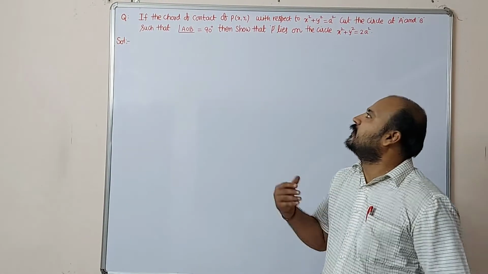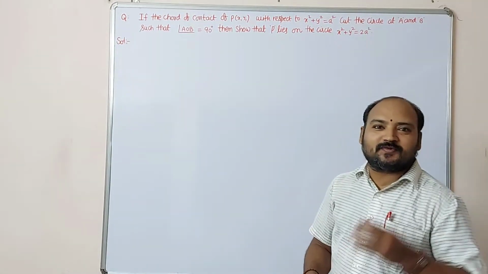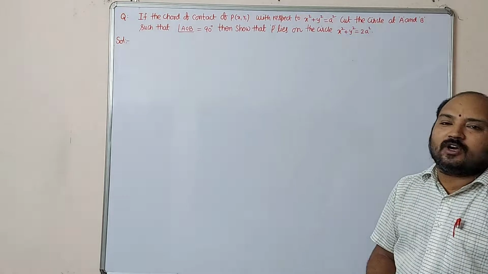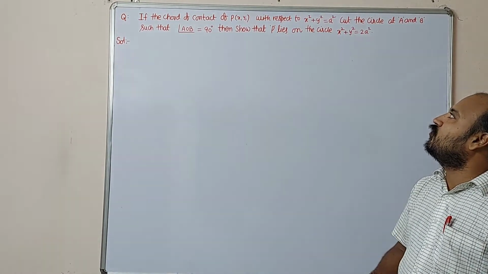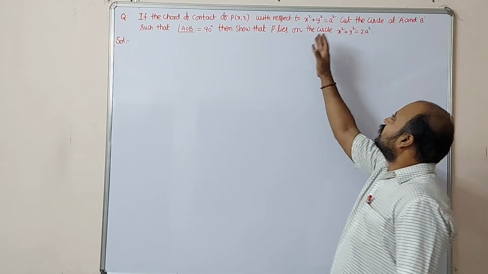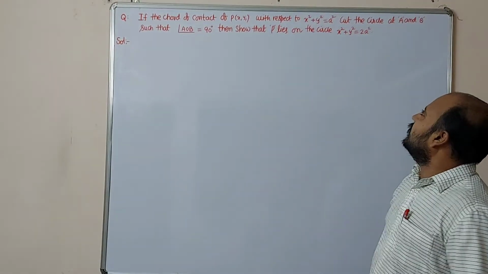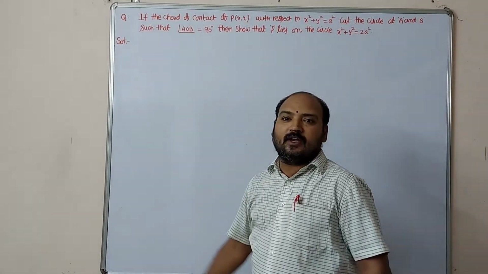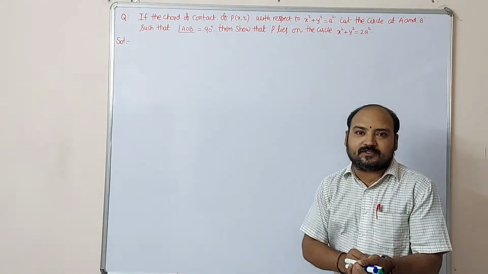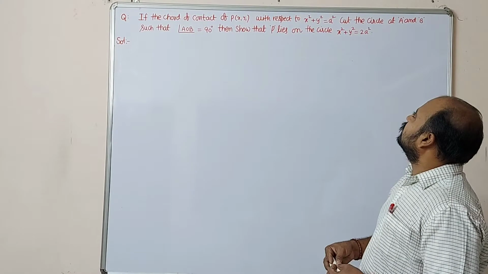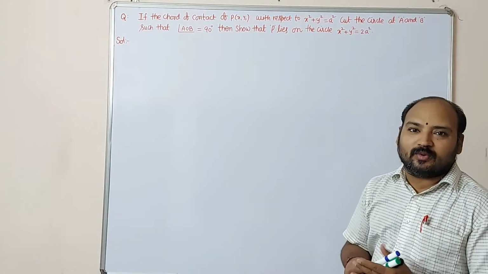Yeah, this is also one of the important questions from circles, dear students. If the chord of contact of P(x1, y1) with respect to x square plus y square equal to a square cuts the circle at A and B such that angle AOB is equal to 90 degrees, then show that P lies on the circle x square plus y square equal to 2a square.